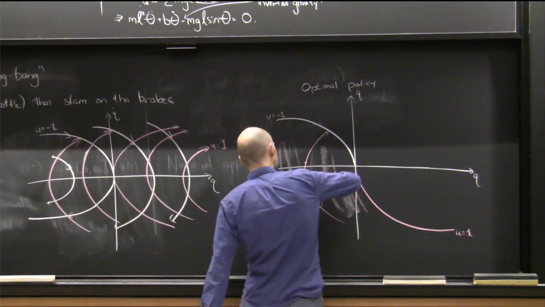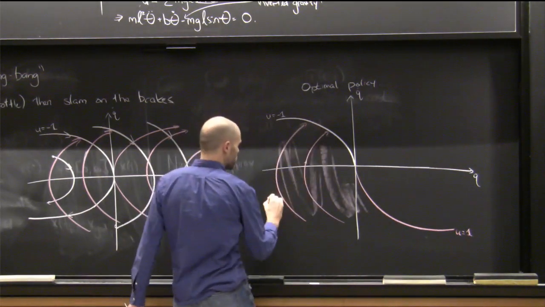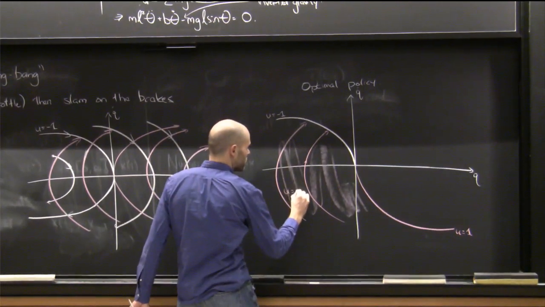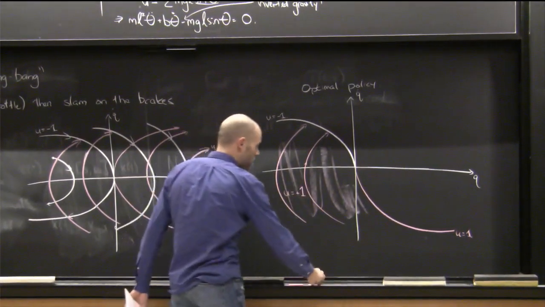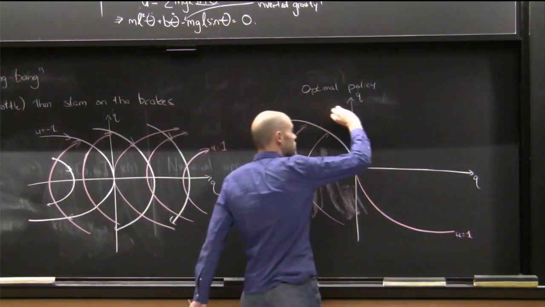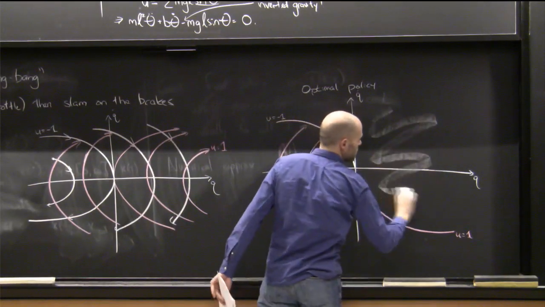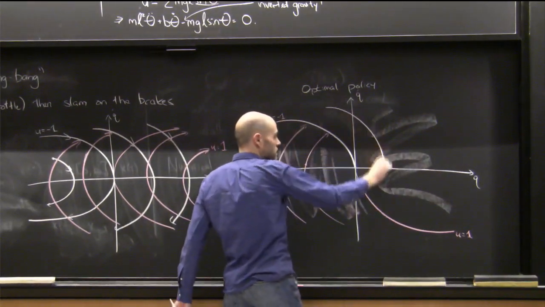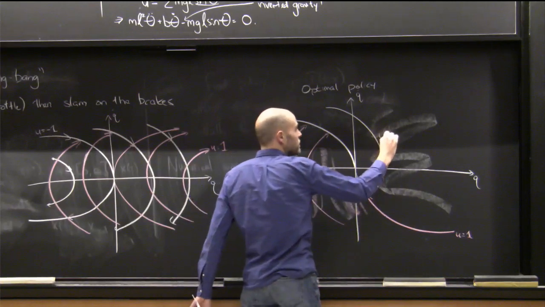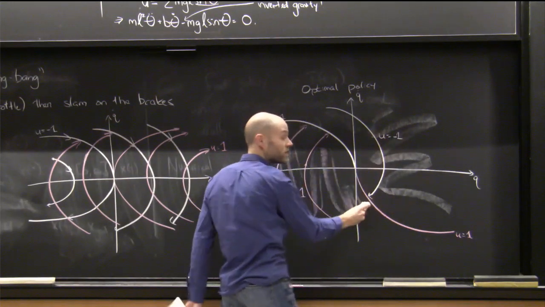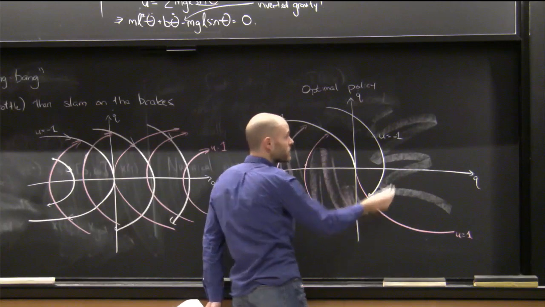So everywhere else here, I want to be doing U equals +1. And over here, everywhere over here, I want to be applying u equals -1, because that's going to get me to this curve as fast as possible, right?